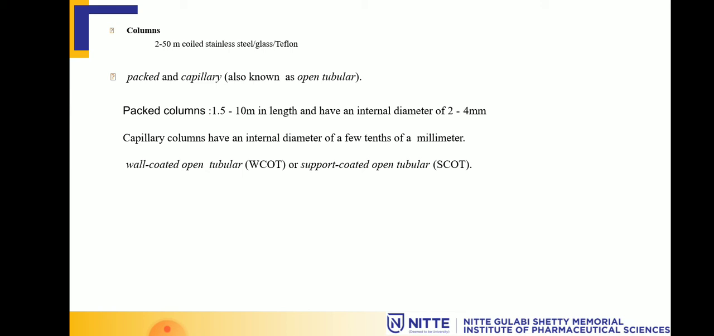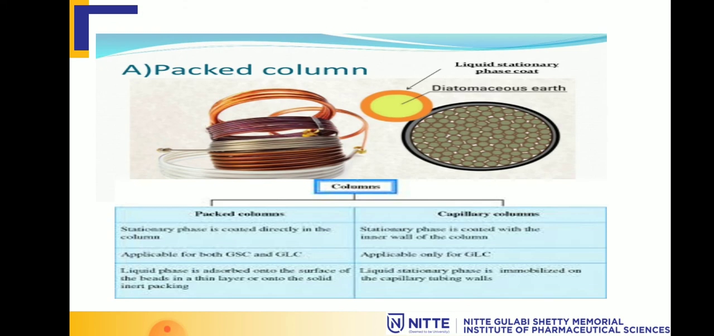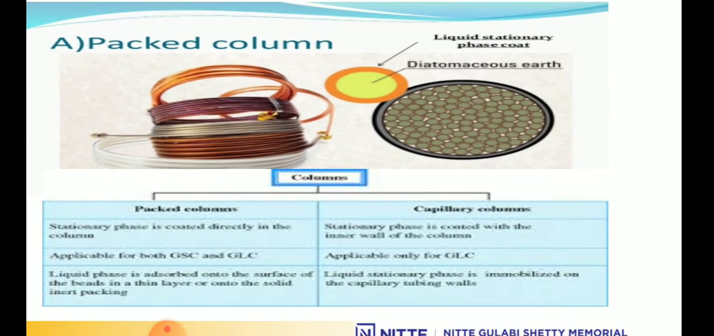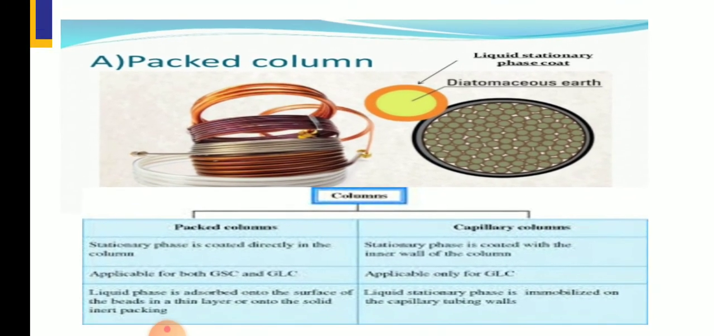In the packed column, the packing or solid support holds the stationary phase in place so that as large a surface as possible is exposed. Generally the packing is done with the stationary phase, that is generally diatomaceous earth. So you can see that here.